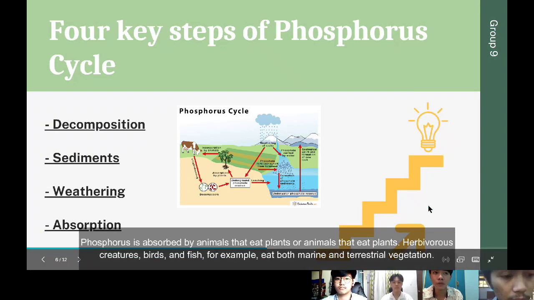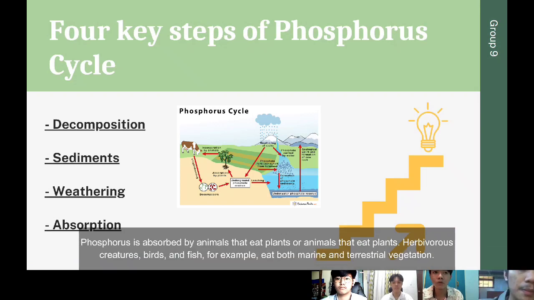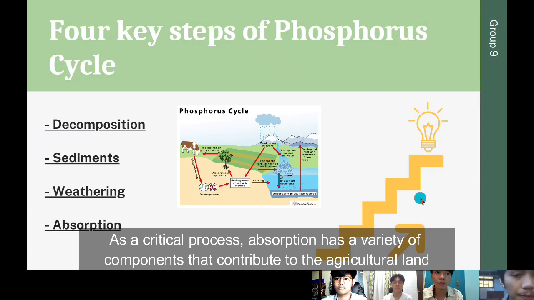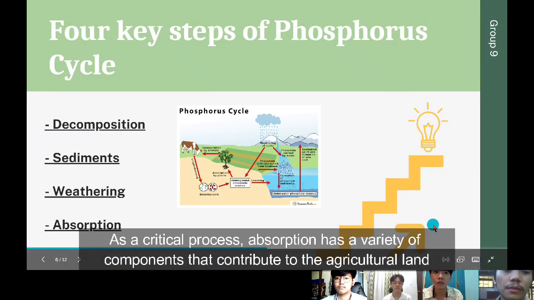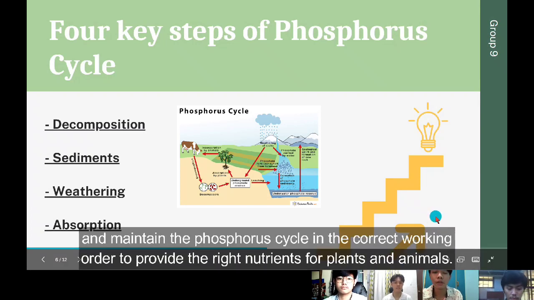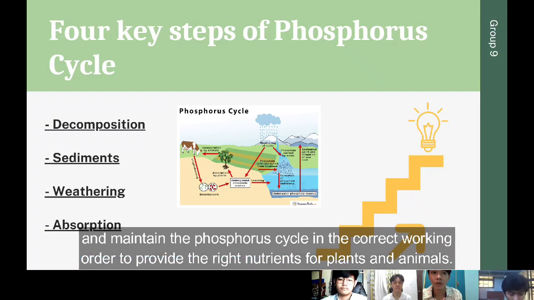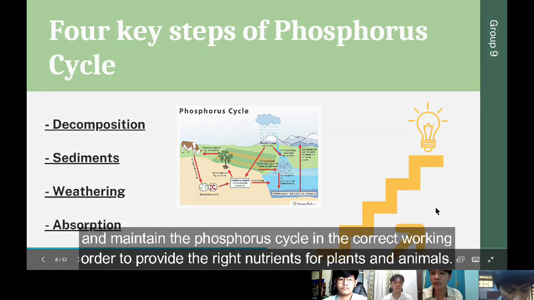Herbivorous creatures, birds and fish, for example, eat both marine and terrestrial vegetation. As a critical process, absorption has a variety of components that contribute to the agricultural land and maintain the phosphorus cycle in the correct working order to provide the right nutrition for plants and animals.